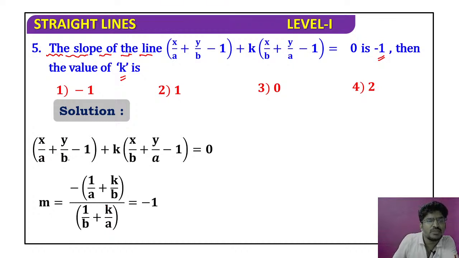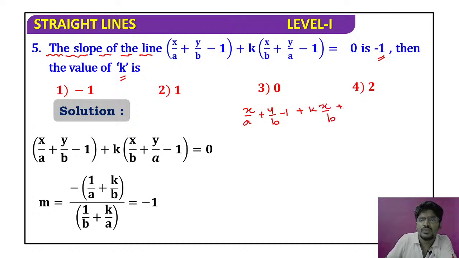See here, x by a plus y by b minus 1 plus k (x by b plus y by a minus 1). That is nothing but x by a plus y by b minus 1 plus k into x by b plus k into y by a minus k equal to 0. Okay. So now if I simplify this, I will take x terms as common. If I take x term as common, that will be 1 by a plus k by b.